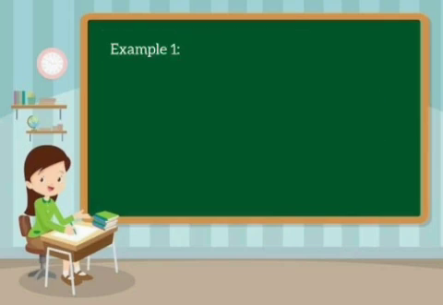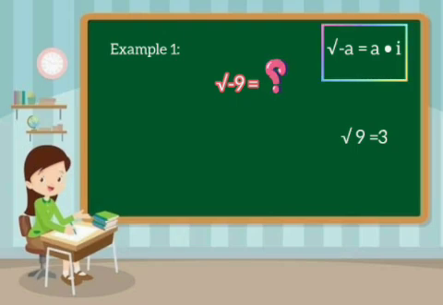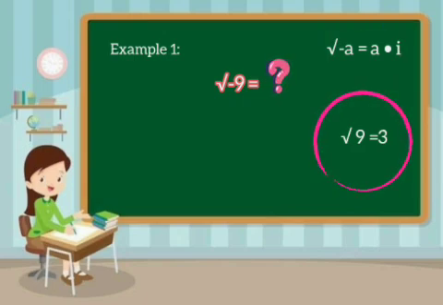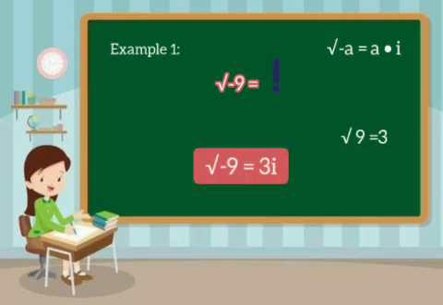Alright, now let's go through some examples to clarify these operations. So here in example 1, find the square root of -9. Since the square root of -a equals square root of a multiplied by i, and the square root of 9 is 3, the square root of -9 is 3i.